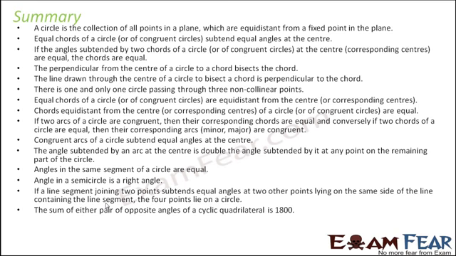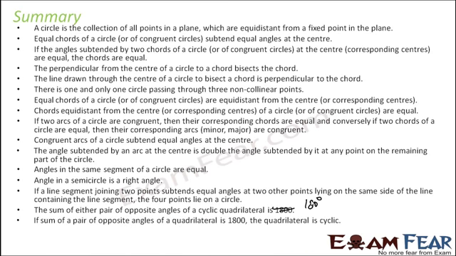The sum of either pair of opposite angles of a cyclic quadrilateral is 180 degrees, not 1800, it is 180 degree. If the sum of a pair of opposite angles of a quadrilateral is 180 degree, then it is cyclic. These two are converse, right? So a lot of things, if you see, they are converse of each other. This is also converse. This is also converse. And this is also converse of each other.